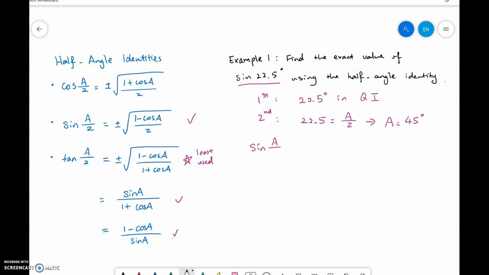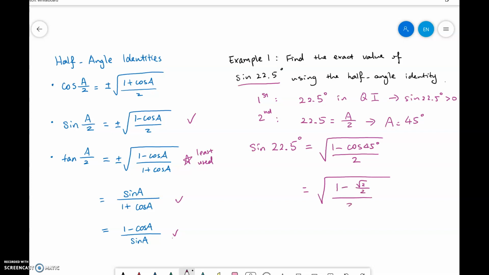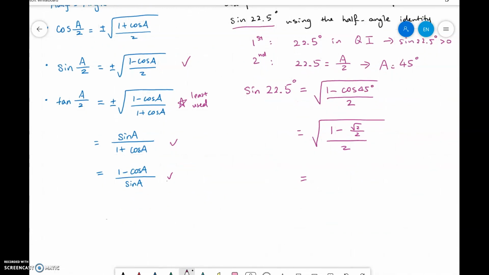Sine of a over 2, 22.5, will equal the positive version of square root of 1 minus cosine of a, 45, over 2. Cosine of 45 is equal to square root 2 over 2 in quadrant 1, so it's also positive. 1 minus square root 2 over 2 will become 2 minus square root 2 over 2, all over 2.